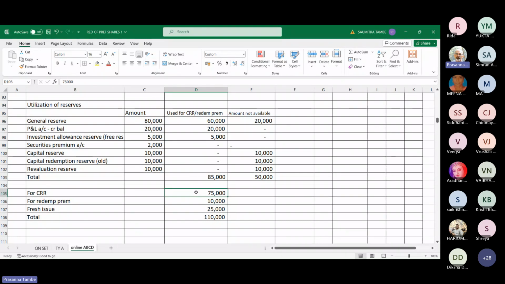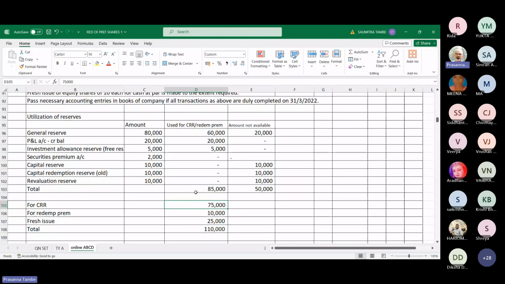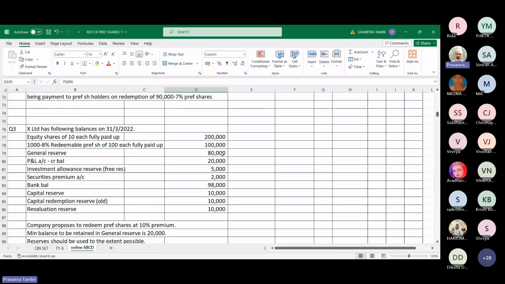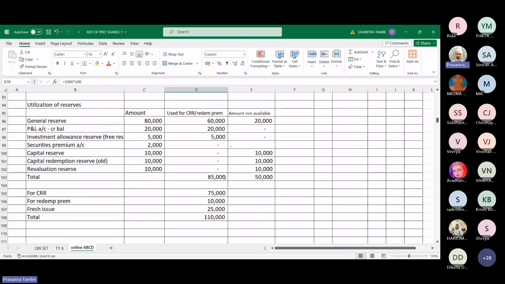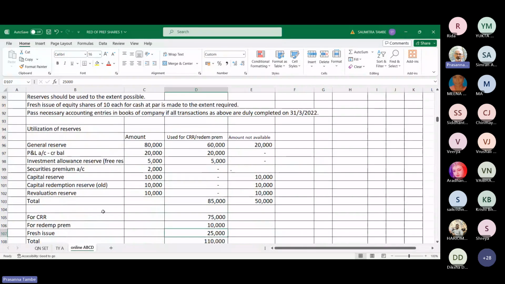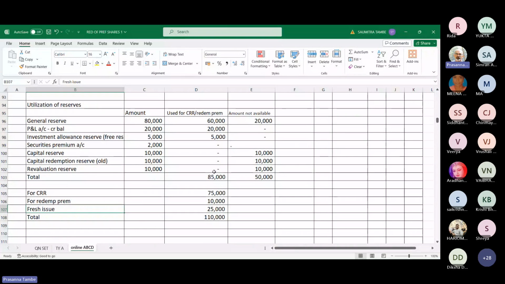Now my total redemption is 1 lakh rupees of face value. 1 lakh rupees of face value of preference shares are getting redeemed. Out of that, I'm creating a CRR of 75. So what is the balance left? 25,000. That will be my fresh issue of equity. As given in the question, we can issue equity shares of 10 each to the extent required. So my fresh issue will be of equity shares of 10 each. That's how we are going to complete the workings. Is that clear to everyone?